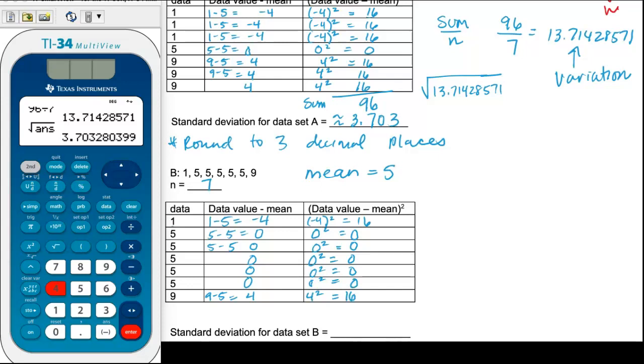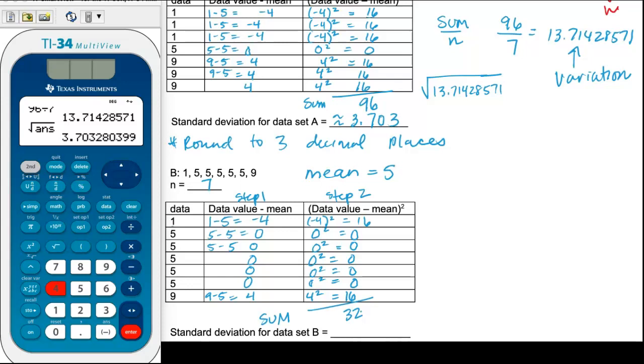Okay, and then my next step is to add up the square deviations. So this is step 3. So we've got step 1, and then what I just did was step 2, and step 3 is adding these all up. So I add up 16 and 16, I end up getting 32.